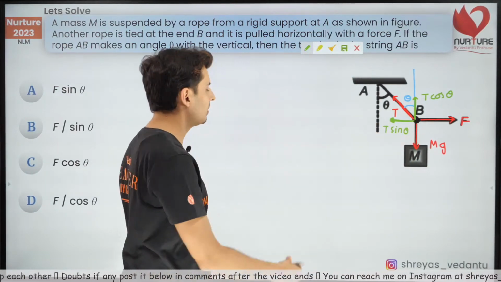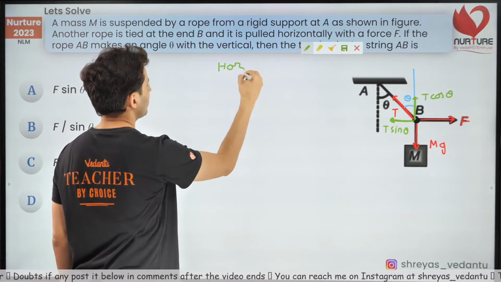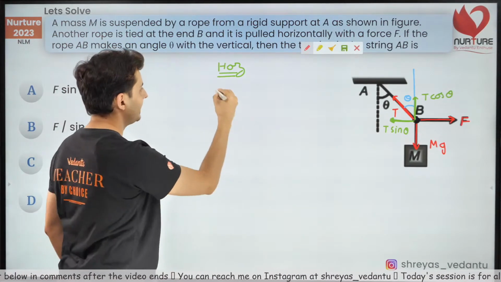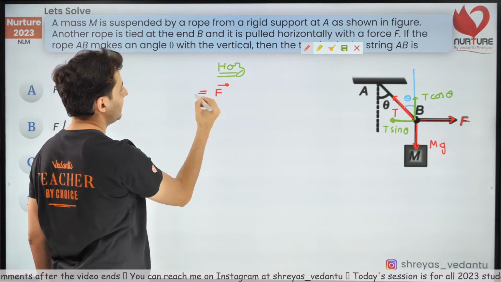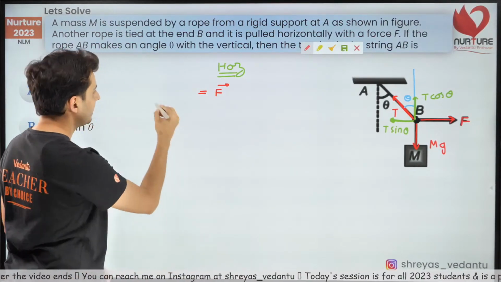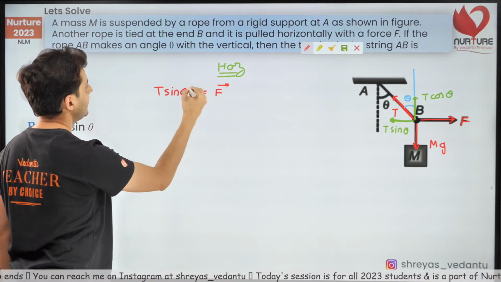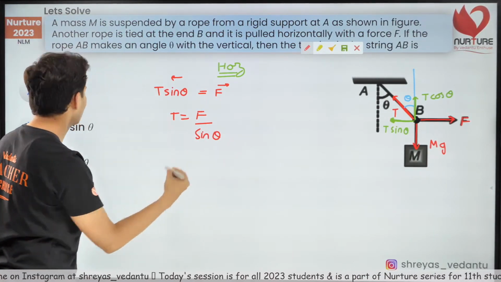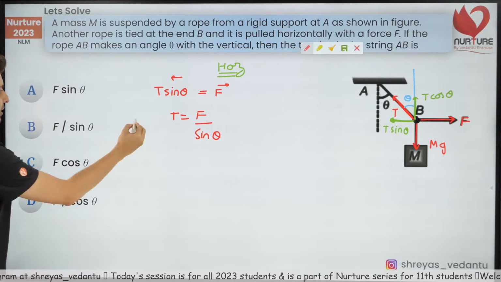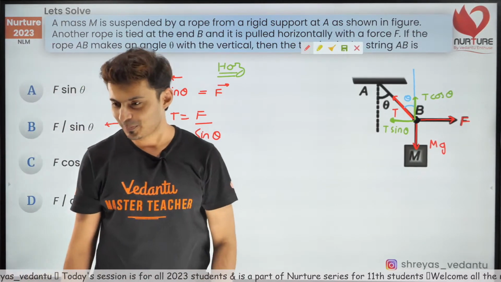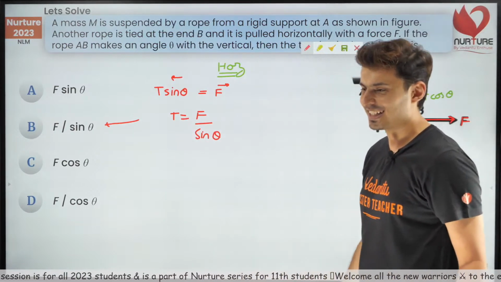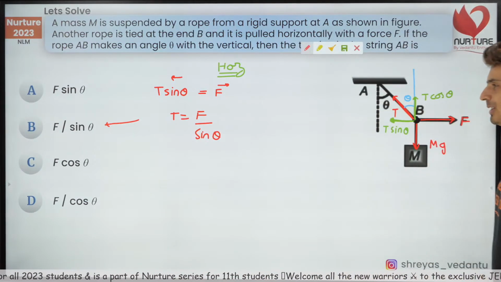Now in the horizontal direction, the force towards the right should be balanced by the force towards the left, and that's T sine theta. Therefore T will be F by sine theta, and that's the answer, and that's option B, guys. So all those of you who said B are correct. As simple as that. No need of m in this question.